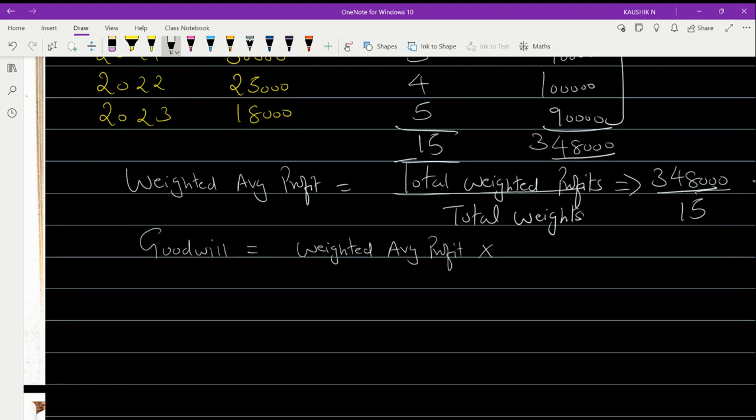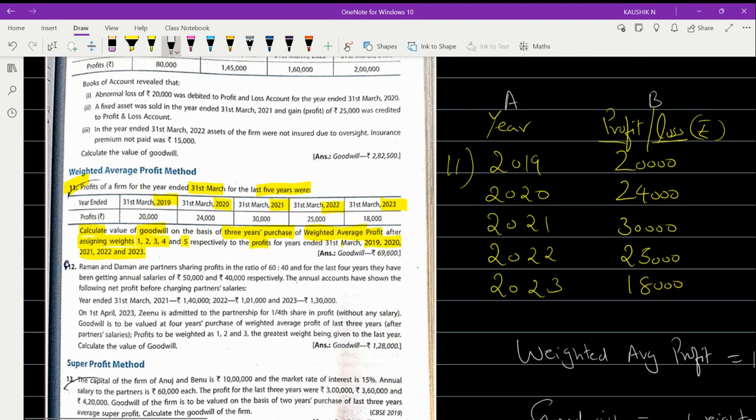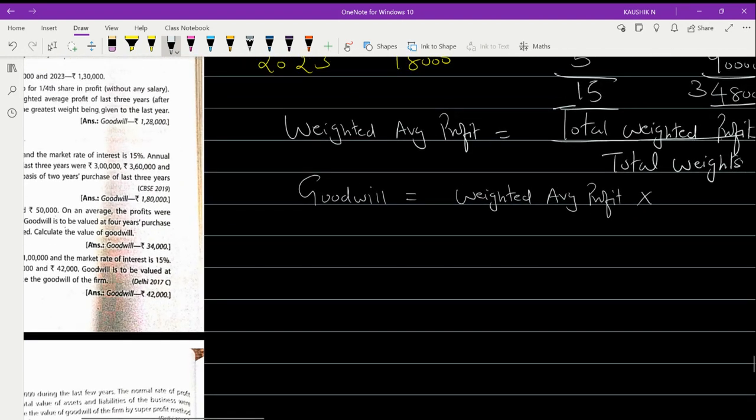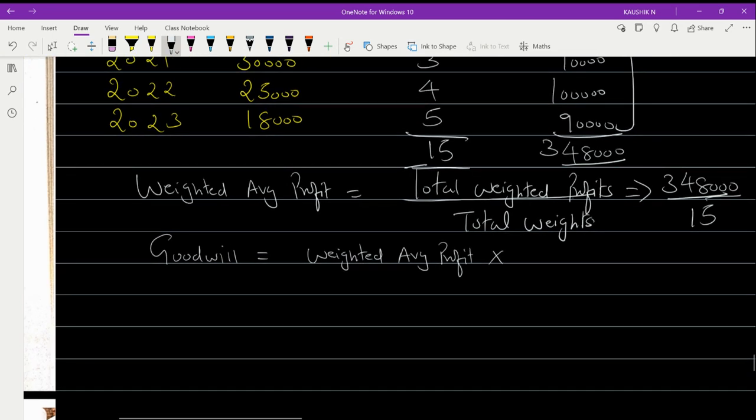Into, check out the problem how they have asked you to calculate the goodwill, whether by using number of years purchases or number of times. It was said very clearly: calculate the value of goodwill on the base of 3 years purchases. So the condition given to us is purchases to be used, nothing else. So goodwill is equal to weighted average profit into number of years purchases.